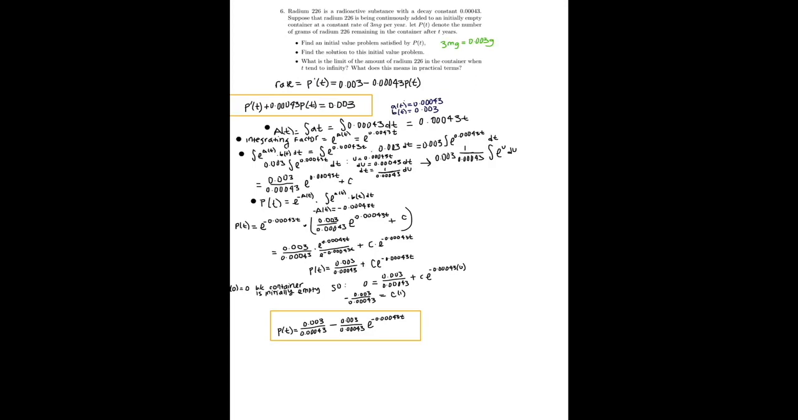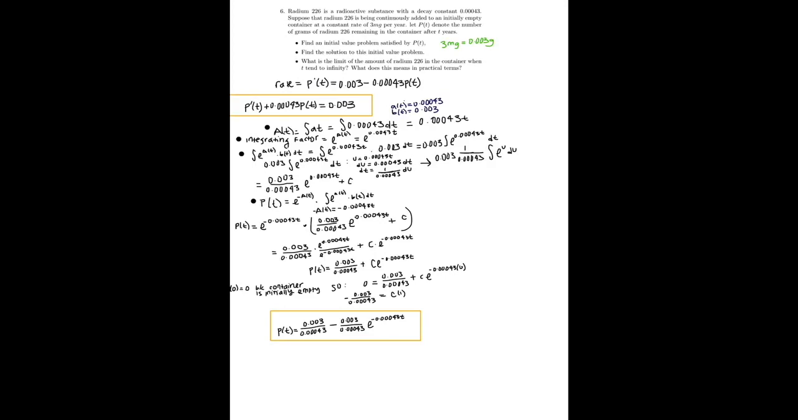Since we set u to be equal to 0.00043t, I plugged that back in. So then I got 0.003 over 0.00043 e to the power of 0.00043t plus c. From there, I did the next part of the initial value problem, which is that P of T is equal to e to the negative A of T times the integral of e to the A of T times B of T dt, which we just solved.